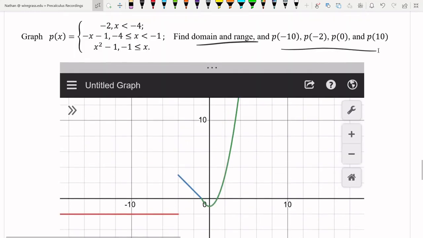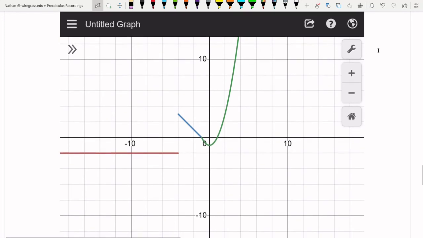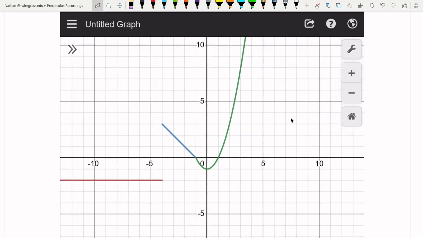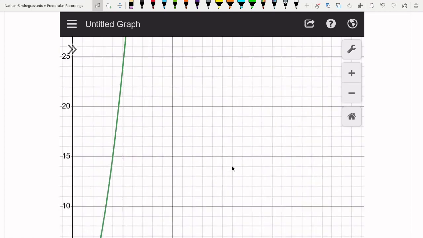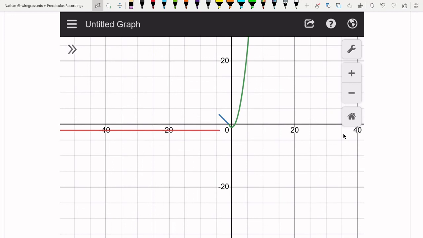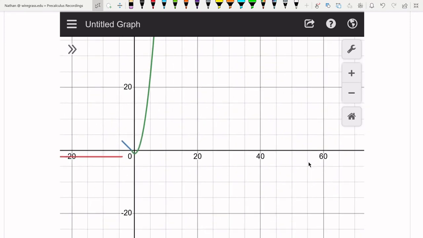So the first one asked, what's the domain and range? Well, you can see the domain of this is going to be everything. It's going to be all these values on down to -infinity, these values from -4 up to -1 are included, and so is all of this on up. It looks like it doesn't go all the way over here, but it does. You have to zoom out far enough, and you'll find that this covers all these values.